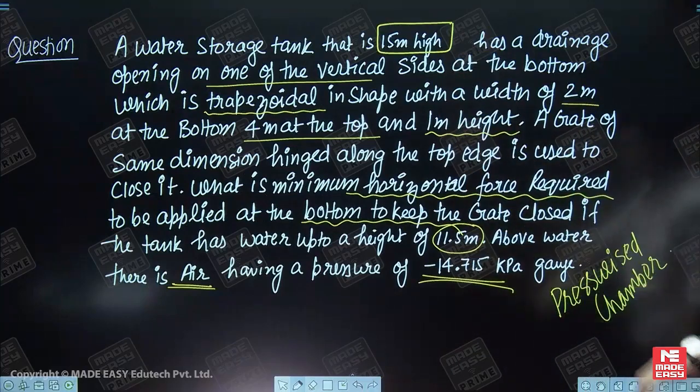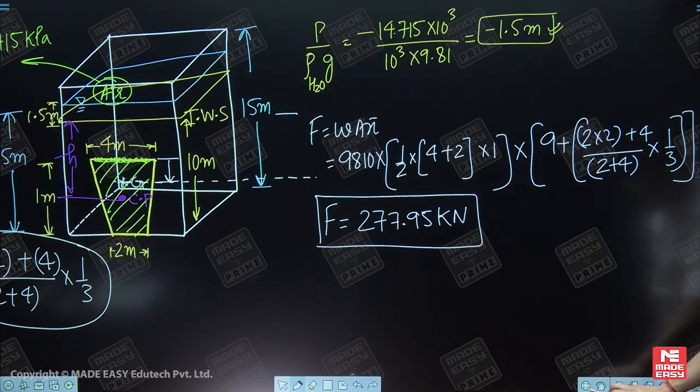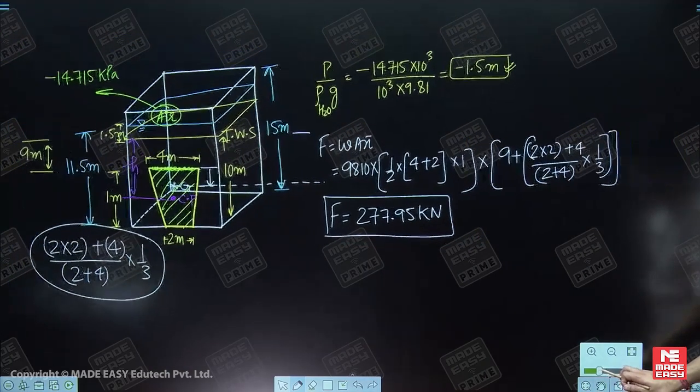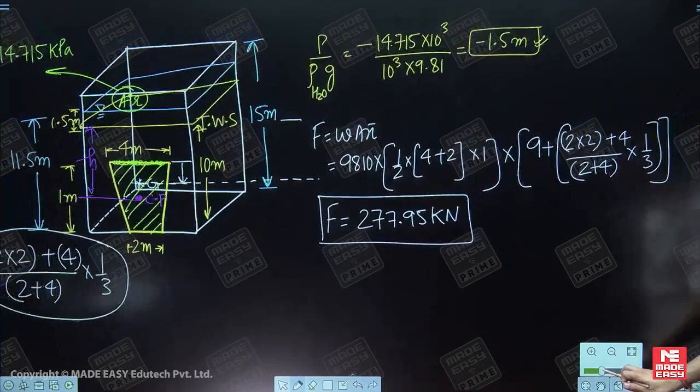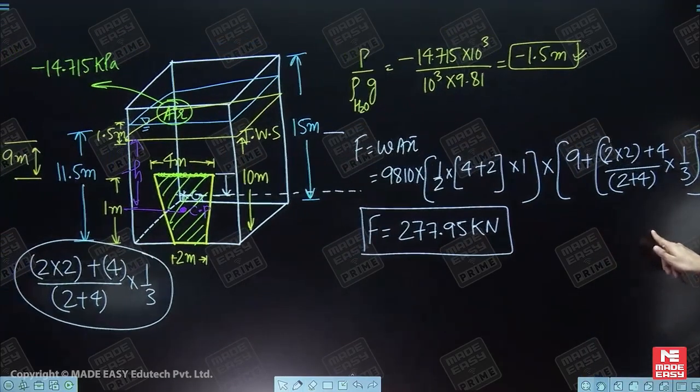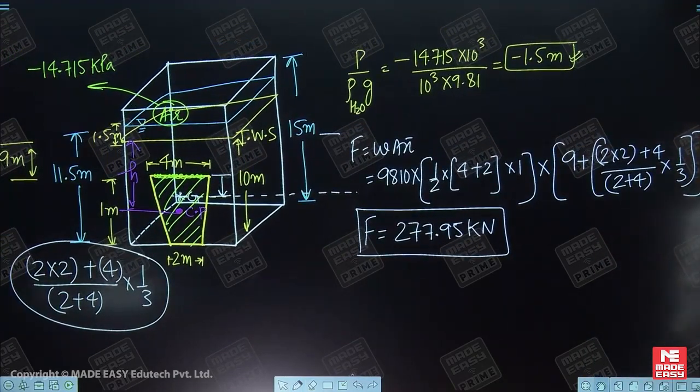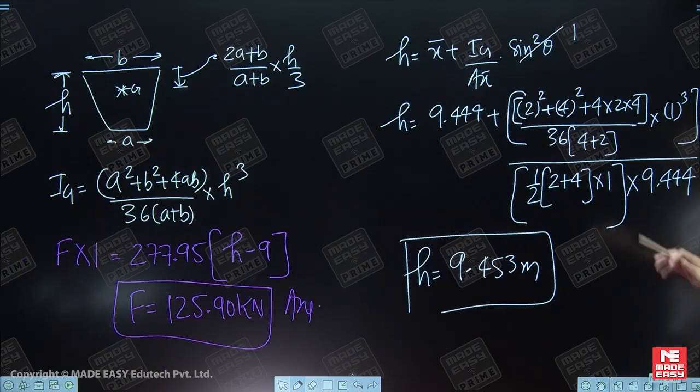This was the question slide, my dear students. This was the solution slide. Let me minimize it so that you can take it down properly. This was our solution slide, the first slide of the solution. You can pause the video here and take the solution. This is your third slide, the answer slide, and that's your answer: 125.90 kilonewton. Excellent. Beautiful problem to start off this lecture.